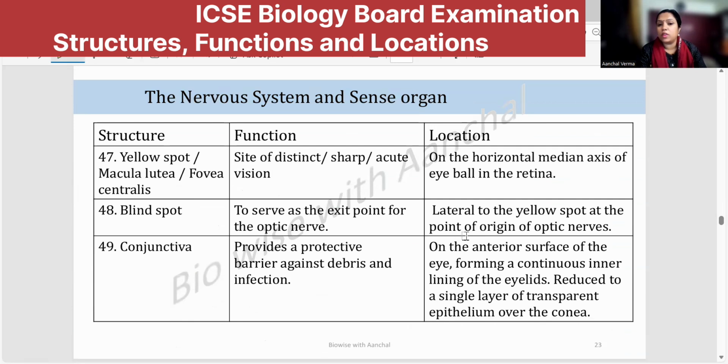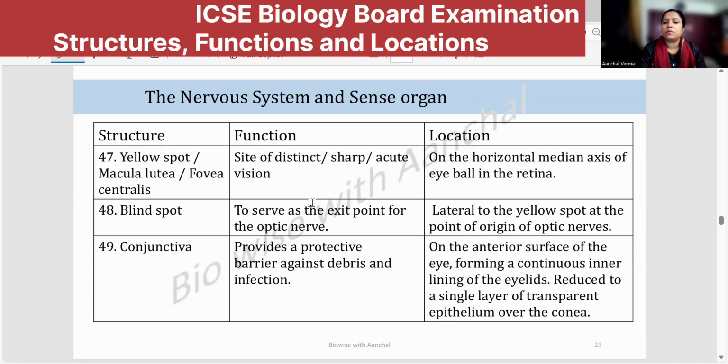Then coming to your sense organ part, yellow spot, macula lutea or fovea centralis, is the site of distinct, sharp, acute vision. And it is present on the horizontal median axis. If you look straight, a straight line goes and hits your retina. There you have the yellow spot, and that is the site of maximum vision.